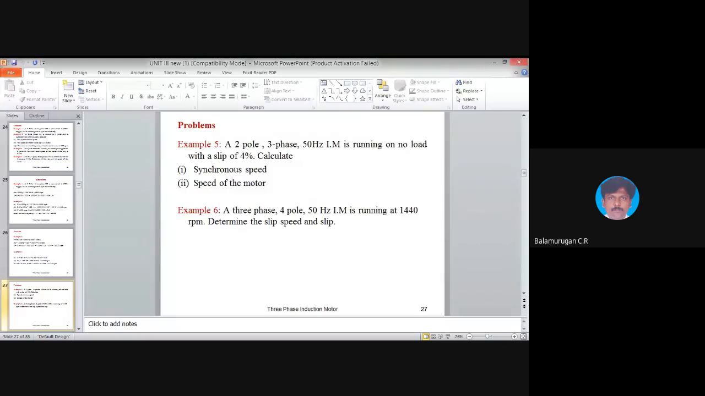So here you will use a new term, slip speed. Do you have any idea about slip speed? What is the formula for slip speed? You know the formula for slip, I know. So what about slip speed? Do you have any formula for slip speed?